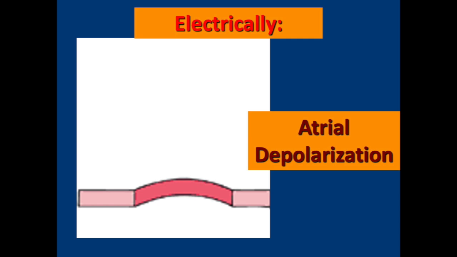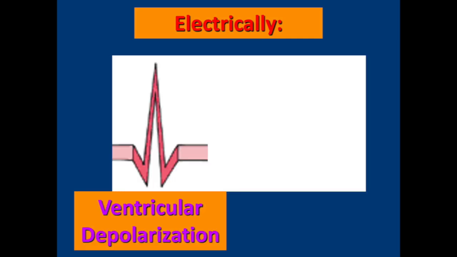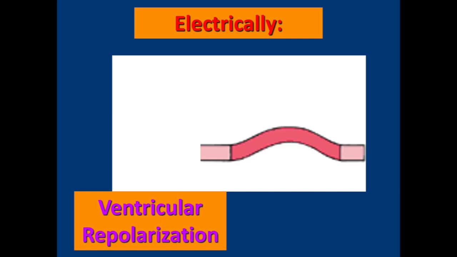Electrically then, we have atrial depolarization, which is again going to be that P wave. When the ventricle depolarizes electrically, it produces a wave that's called a QRS complex. We'll see all these again in just a bit. Then the ventricles repolarize, the sodium-potassium pump kicks in, and we see this uprise in the EKG, and that is ventricular repolarization, or the T wave.